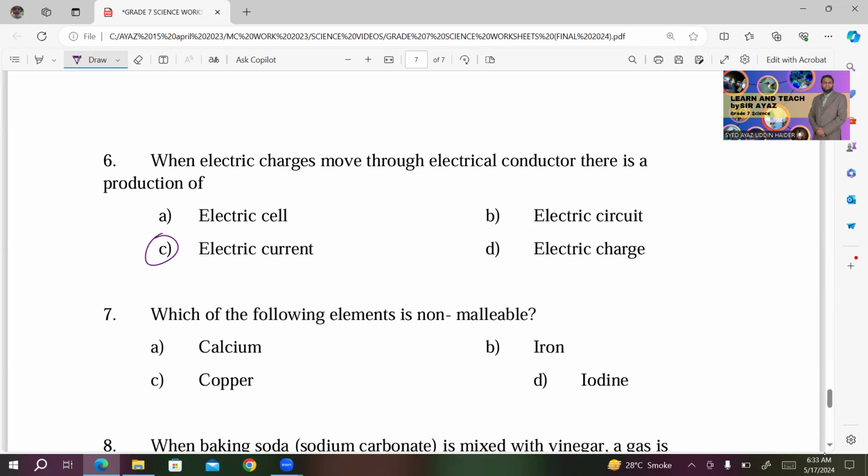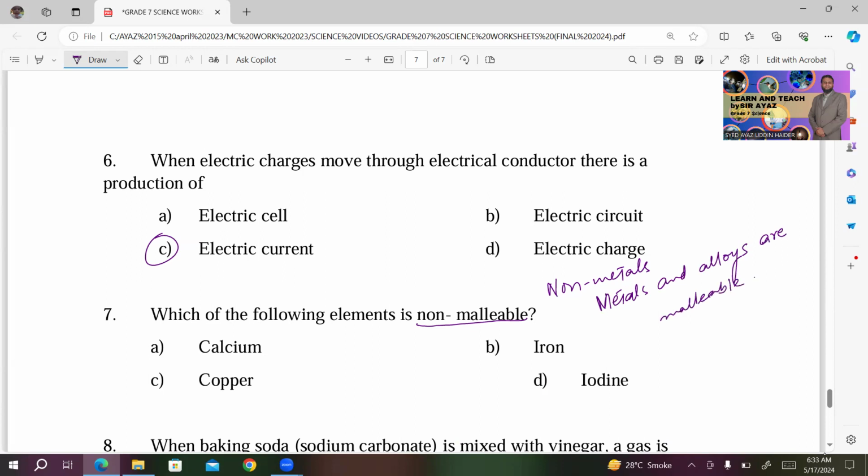Number 7, which of the following elements is non-malleable? Remember, non-metals are non-malleable. Non-malleable is the substance which does not change its shape on hammering. Malleable are those substances which change its shapes. Metals are malleable. Metals and alloys, alloys are mixture of metals, are malleable. So in the question they are saying non-malleable.